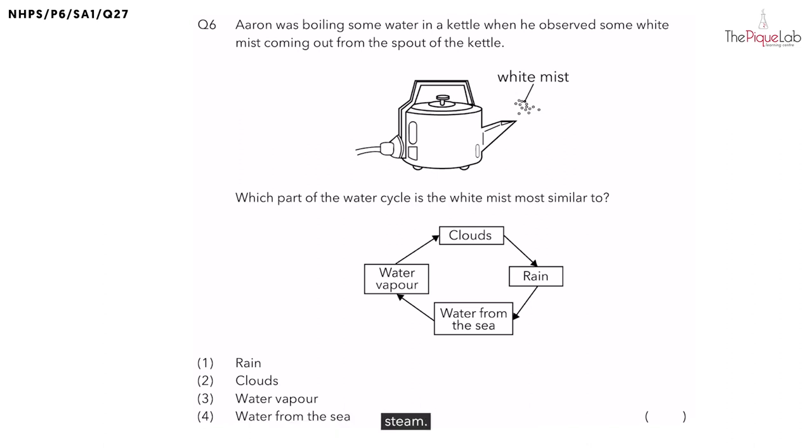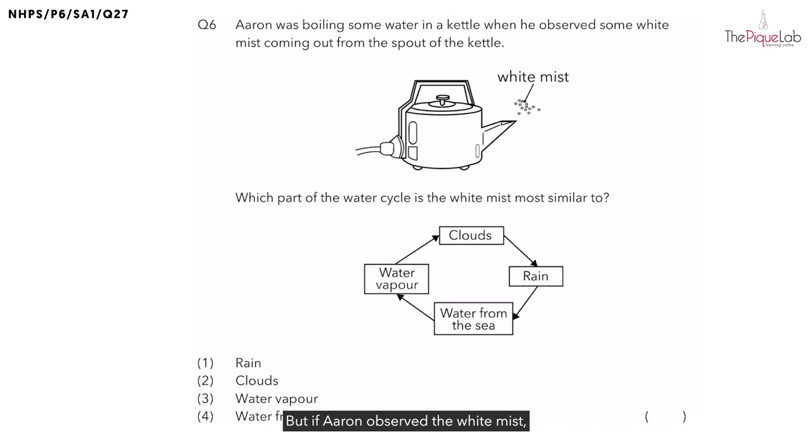It forms steam. So is it right to say that the white mist that Aaron observed coming out from the kettle is steam? The answer is no. Now, why is that incorrect? When we talk about steam, which state of matter is it in? Is it a solid, liquid, or gas? It is gas. Then what do we know about gases? Are they visible? No, gases are invisible, which means we are not able to see steam.